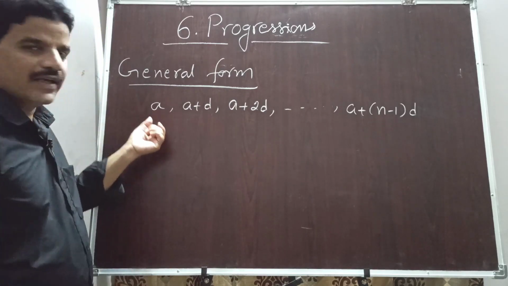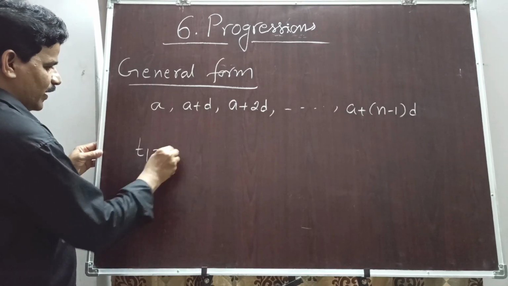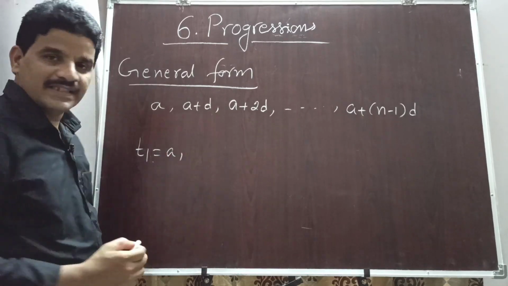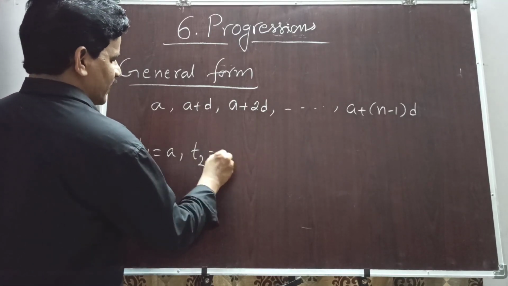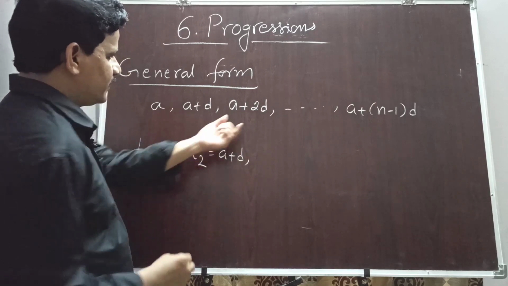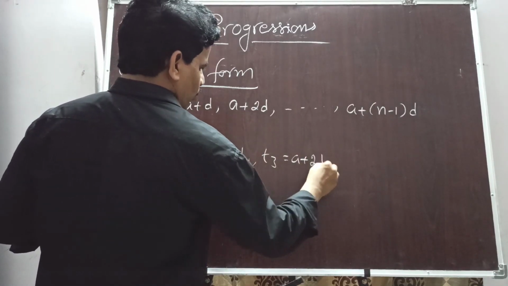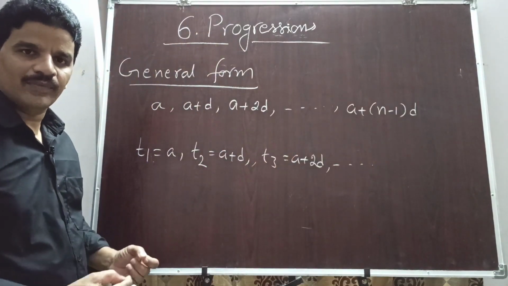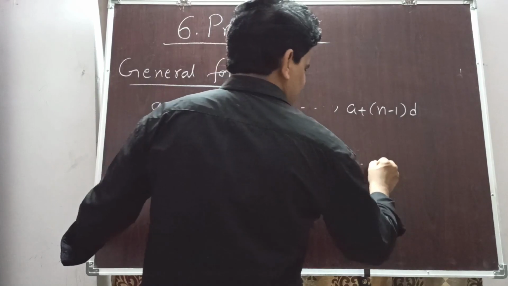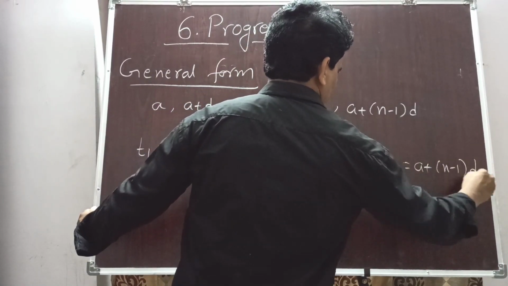So here a is called first term, means t1, first term, is equal to a. This a plus d is called second term, means t2 is equal to a plus d. t3 is equal to a plus 2d and so on. The last term is called general term or nth term. Nth term tn is equal to a plus n minus 1 into d.